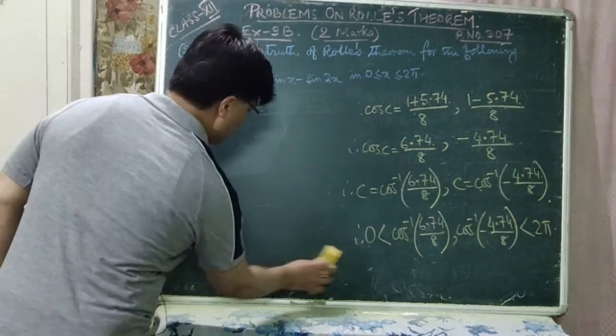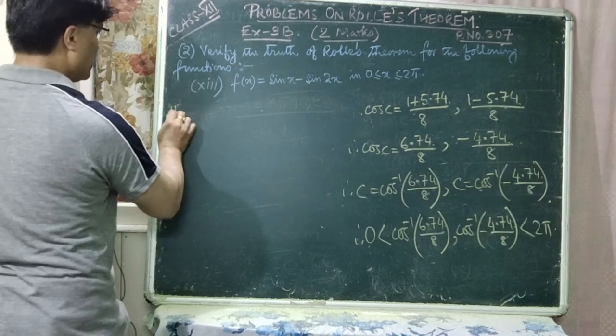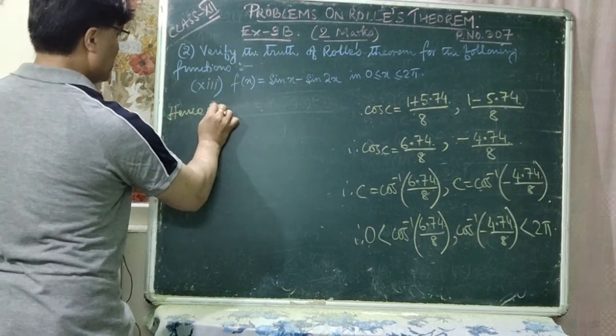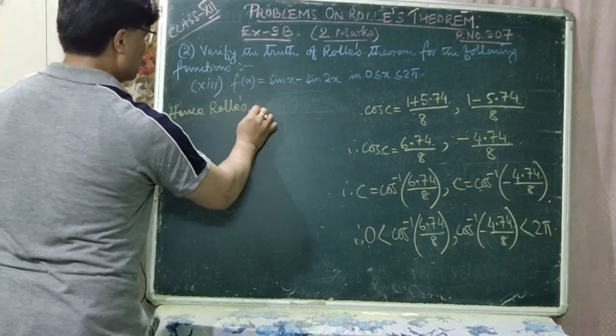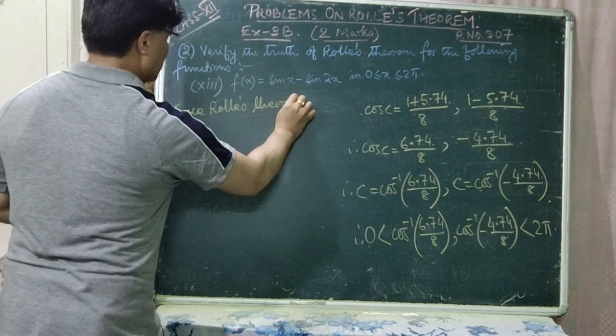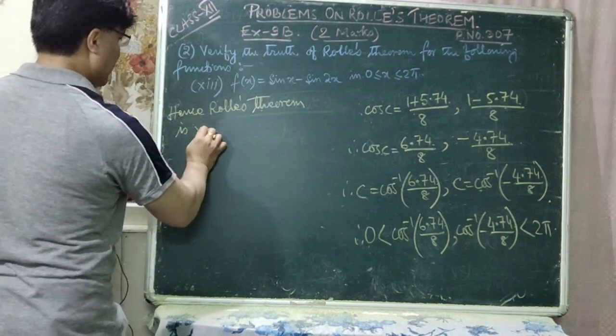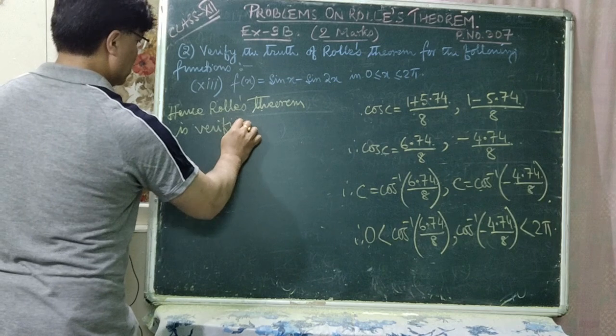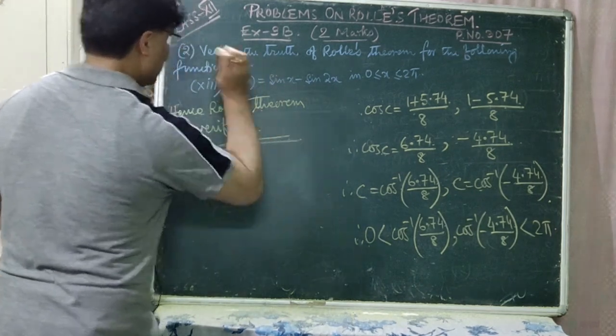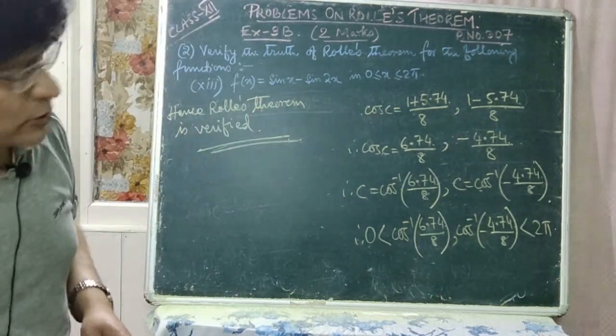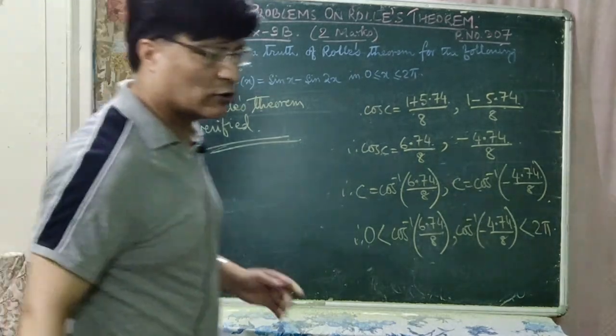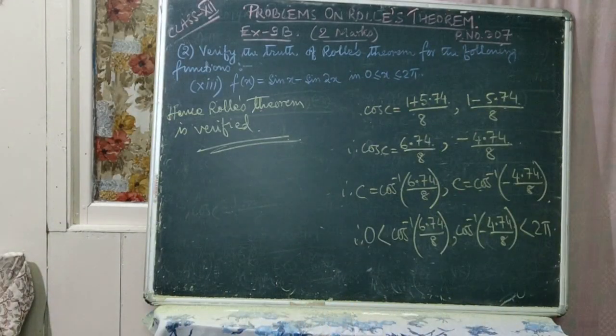So Rolle's theorem is satisfied, or Rolle's theorem is verified. So hence you can write here, hence Rolle's theorem is verified. So it is proved. Hence Rolle's theorem is verified. So you can copy it. We'll do the next question now.